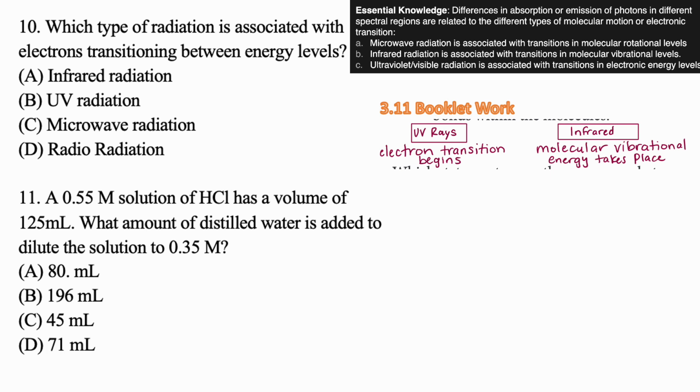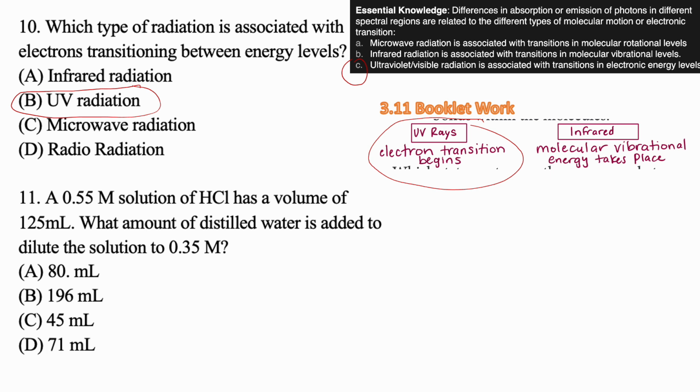All right, number 10 says, which type of radiation is associated with electrons transitioning between energy levels? We know from our 3.11 work, we talked about electrons transitioning starting in the UV radiation and going into the visible radiation. That is both on the very beginning slide of the unit and also a few times in our booklet work. So that's something that you do need to know. So please add that to your memorization list if you do not know that already.